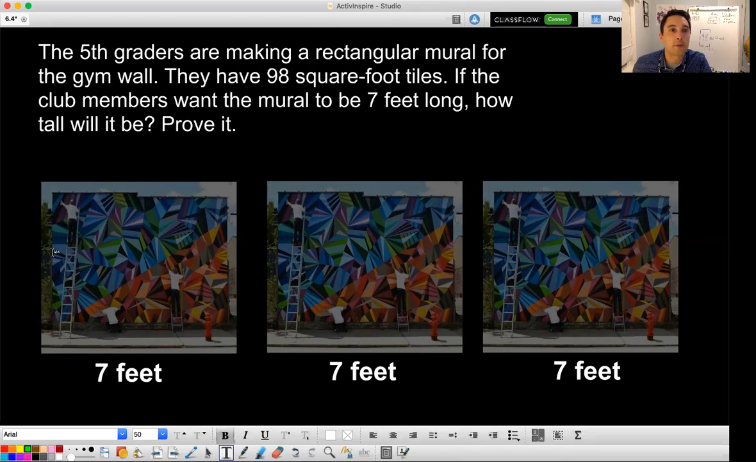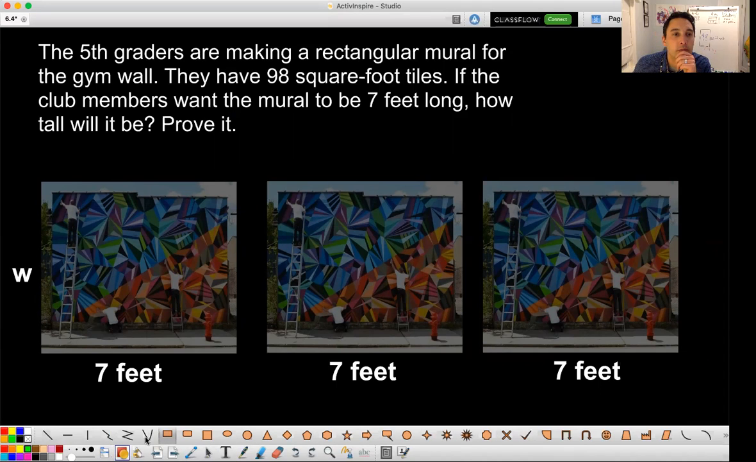So we need to find a way to figure out how we can make this part equal 98. We know that it's going to be 7 feet times some number, some width. Okay, so how can we split that up? All right, so let's think. Let me try white again. We know this is 98, but we can break 98 apart.